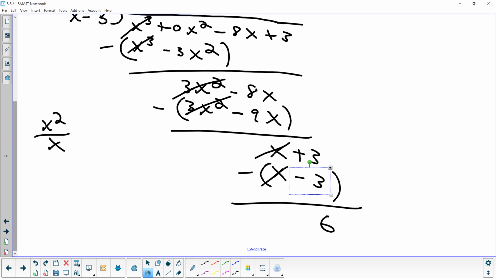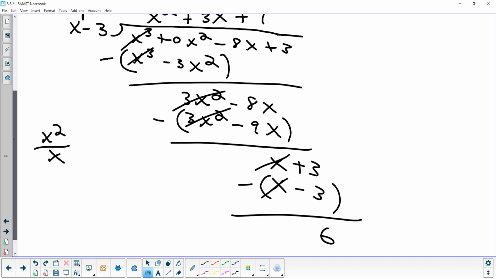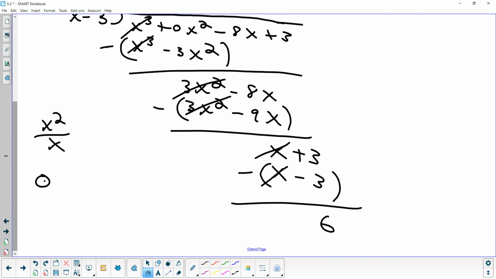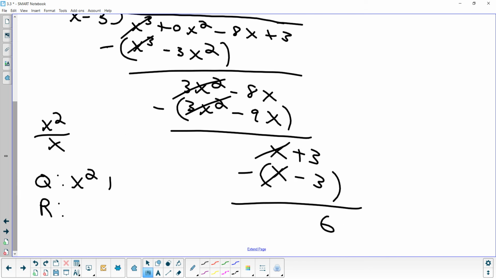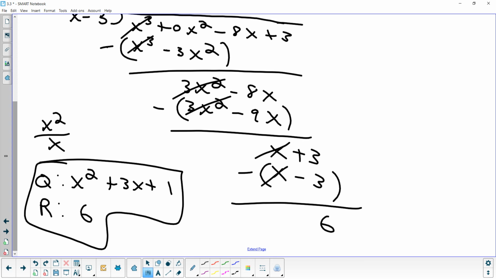Okay. So, a couple different ways we can write our answer. We can write quotient is x squared plus 3x plus 1. Remainder, 6. That's one way to write it.